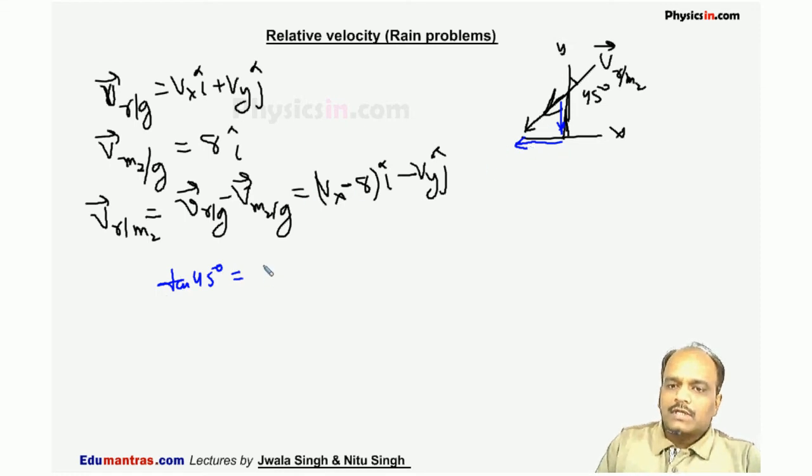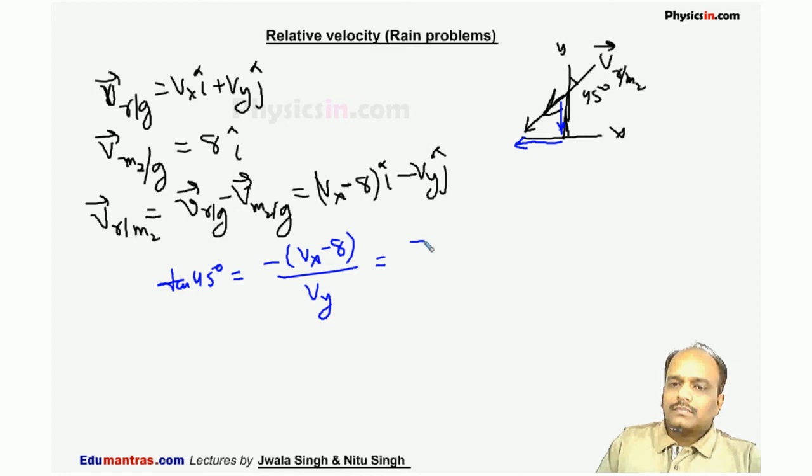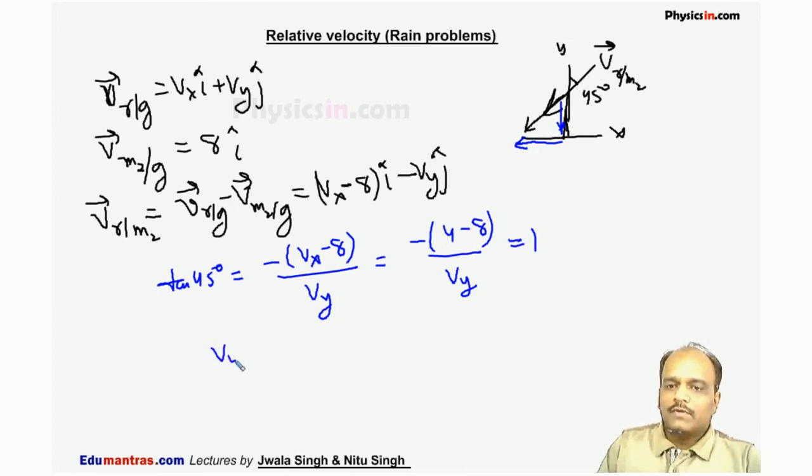So I will substitute here a negative sign: it is minus of Vx minus 8 divided by the vertical component, which is Vy. So it is equal to minus, as we know Vx is equal to 4, so it is 4 minus 8 divided by Vy. Vy is not known, so I will write here Vy. We also know tan 45 degree is 1, so I will equate it with 1. So from here we get Vy equal to 4 meter per second.